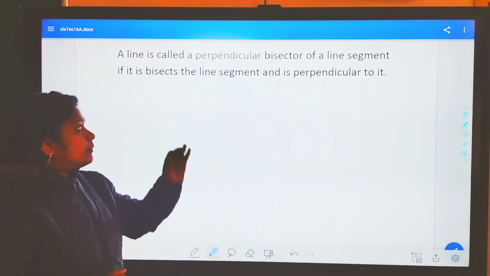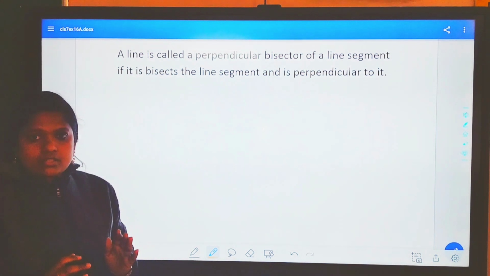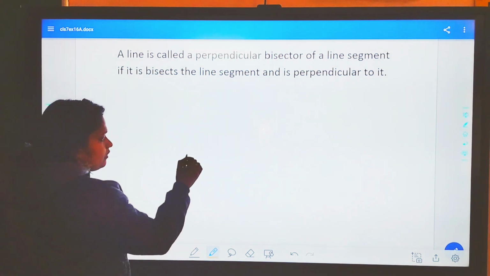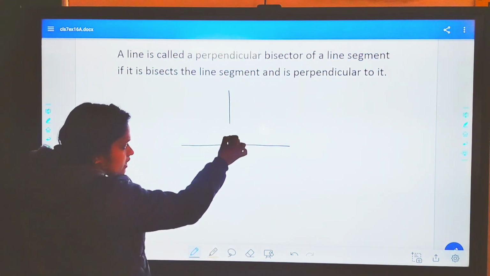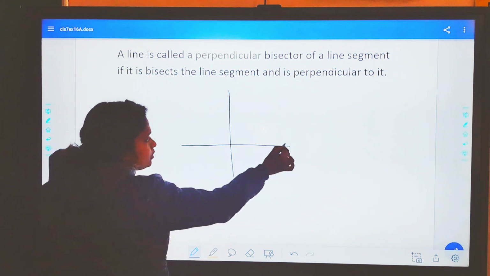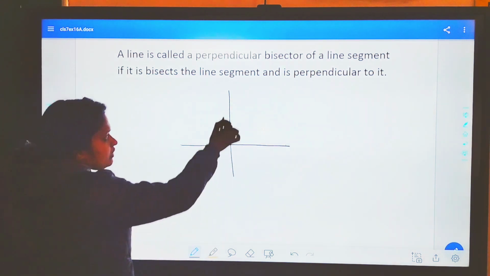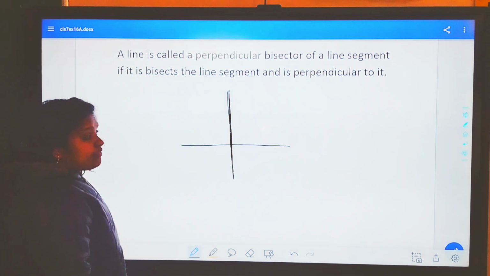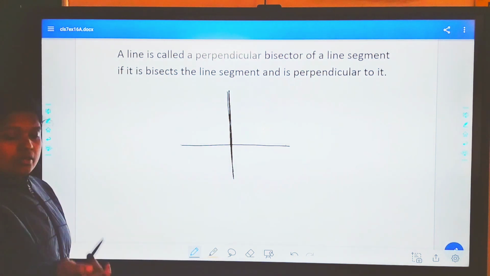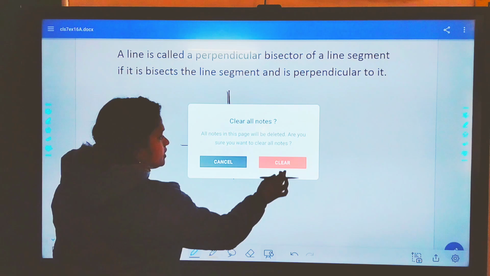Now we are going to discuss the perpendicular bisector. A bisector is any line that divides a line into two equal parts. Then we can say that this line is a bisector. Next we will discuss what a perpendicular bisector is.